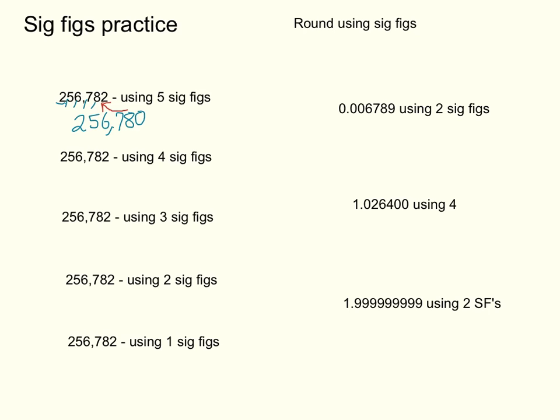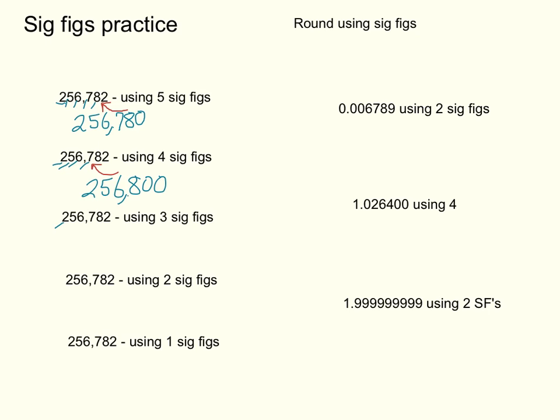So let's move on to the second one using 4 sig figs. Same thing, I'm going to count out 1, 2, 3, 4. Now I'm going to use the next number in line, the 8, to round. So my new number is 256,000. And the 8 rounds the 7 up because it's greater than 5. So now that 7 becomes an 8. I throw in my placeholders. And now my number is 256,800. And there are 4 sig figs in my final answer, no longer 6. Next example.